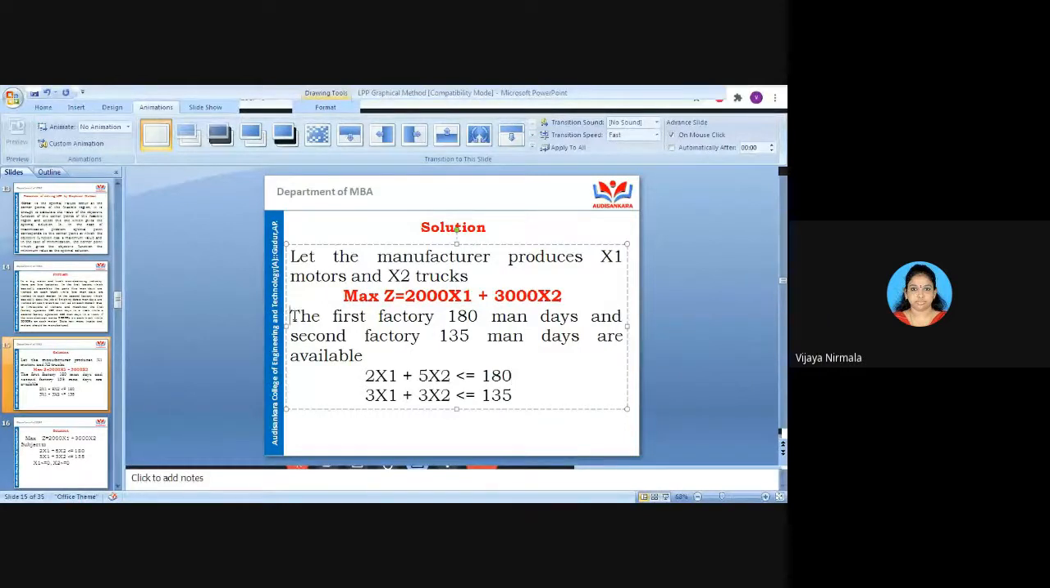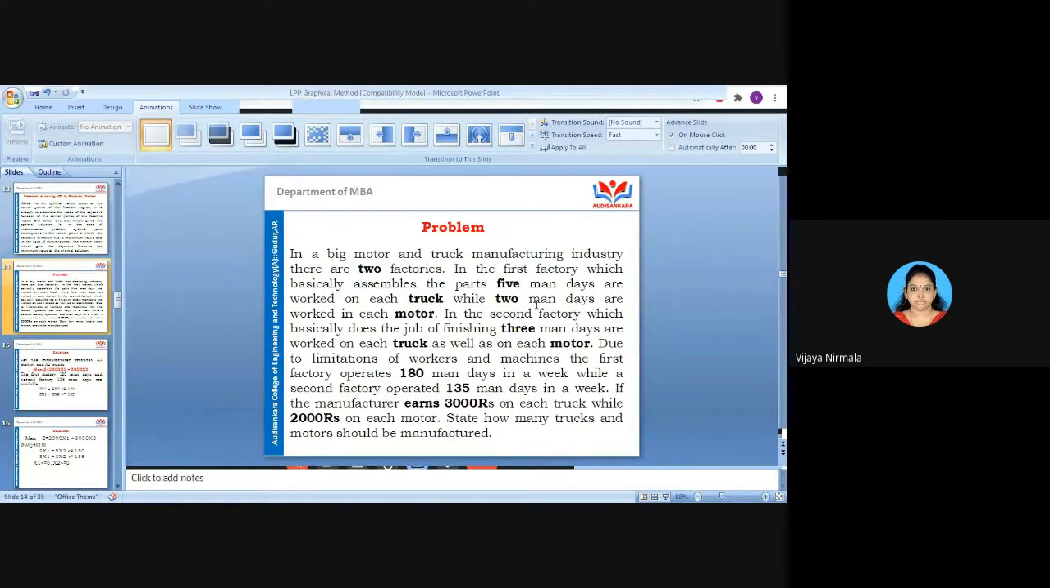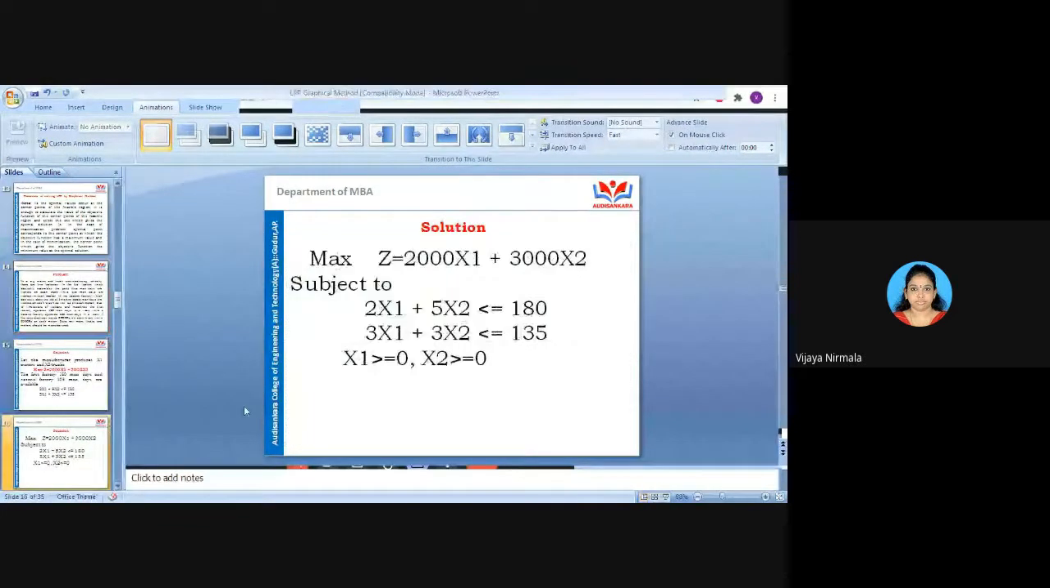And the first factory has 180 man days, right? The first factory is having how many man days? 180 man days. Did they give anything else? 5 man days for truck and 2 man days for motor. So what did I write here?